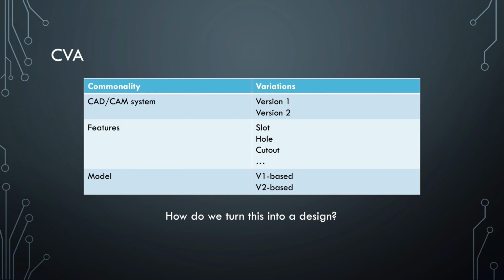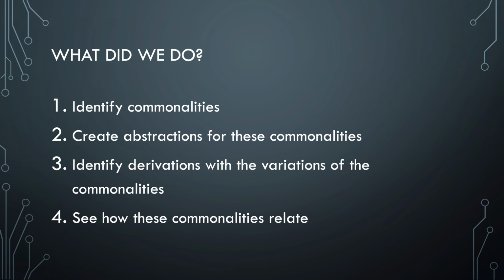Let's look at the CVA table again. How do you turn this into a design? There are a few design patterns that are specifically aimed at capturing variation, in particular the strategy and the bridge. When translating a CVA into a software design, these are generally good starting points. In short, the CVA process starts with identifying commonalities, creating abstractions for them, then defining what variations there are for each of these commonalities, and finally, you need to think about how the commonalities are related.